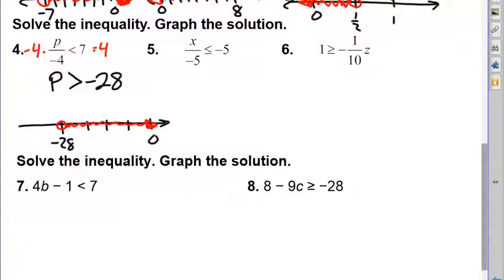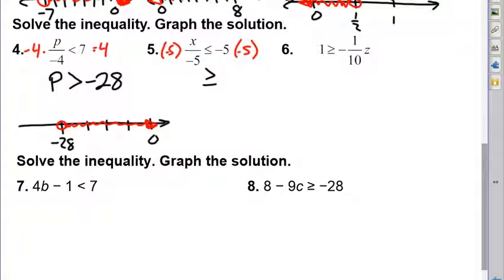Problem number 5. X divided by -5 is less than or equal to -5. Our first step to undo division, we use multiplication. So I'm going to multiply both sides times -5. And when I do that, my inequality gets reversed, and it becomes greater than or equal to.